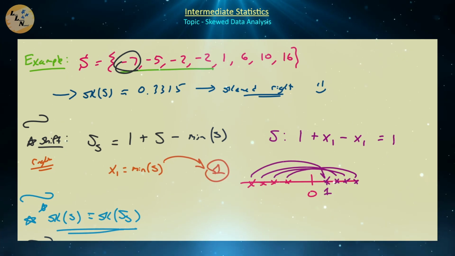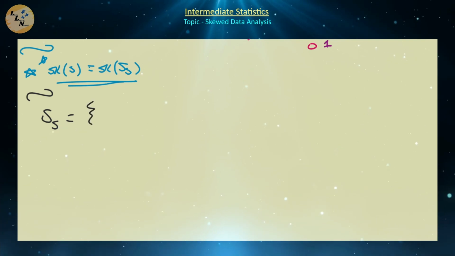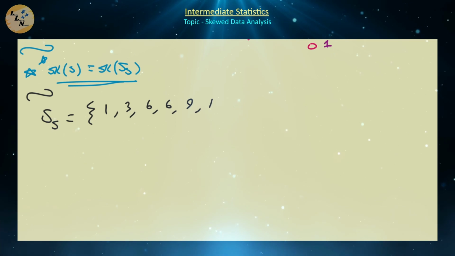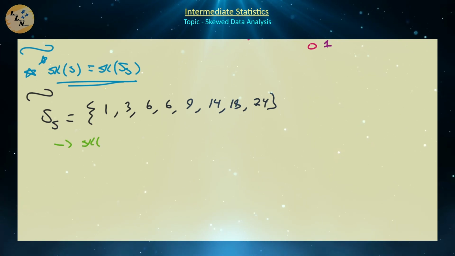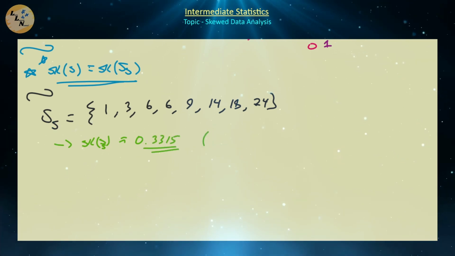So 8 plus every element in S is going to give you our new data set. So 8 plus minus 7, 8 plus minus 5, all the way out to 8 plus 16. That's going to give us our newly shifted data set. In particular, 1, 3, 6, 6, 9, 14, 18, and 24. So one can look at the skewness of this. The skewness of the shifted version of S is going to be approximately 3.3315, which, as I mentioned, is the same as before.